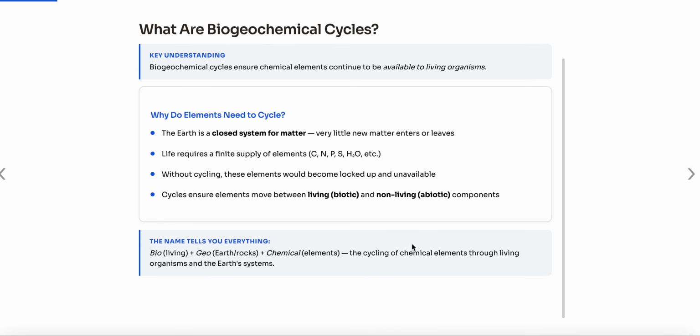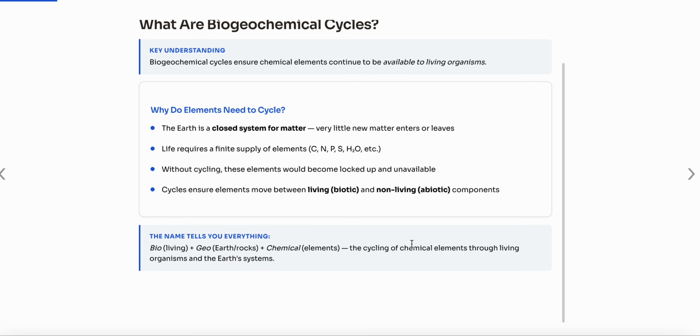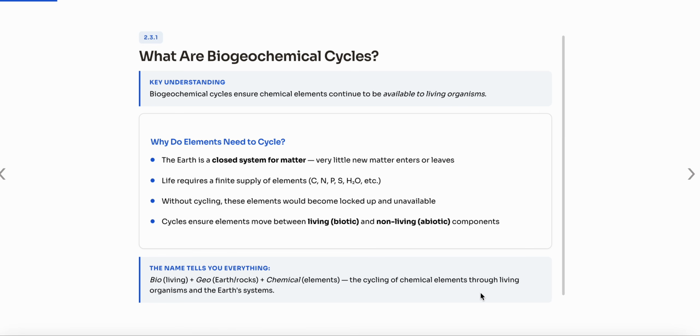We have a limited supply of elements, and without cycling, these elements would become locked up and unavailable. That's why the cycles ensure that elements move between the living and non-living components. As the name suggests, bio means living, geo means earth, and chemical means element. So the cycling of chemical elements through living organisms and the earth system is known as a biogeochemical cycle.